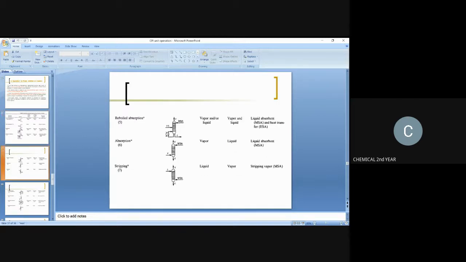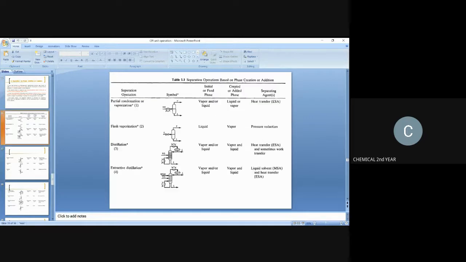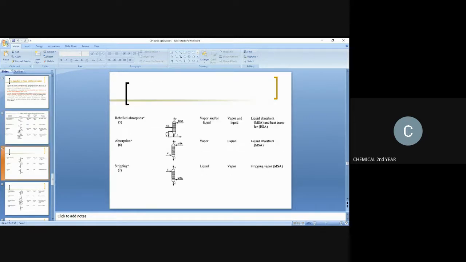Next, reboiled absorption. Vapor and liquid are the feed. Vapor and liquid are the created or added phase. Liquid absorbent and heat transfer are the separating agents. Absorption: vapor is the feed and liquid is the created or added phase. Separating agent is liquid absorbent. For stripping, liquid is the feed and vapor is the created or added phase. Stripping vapor is the mass separating agent.